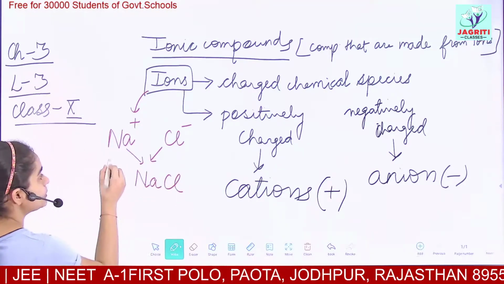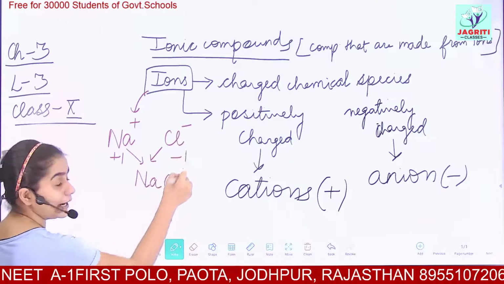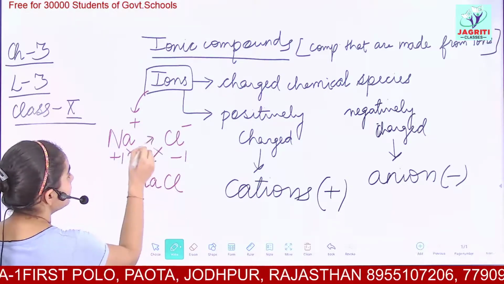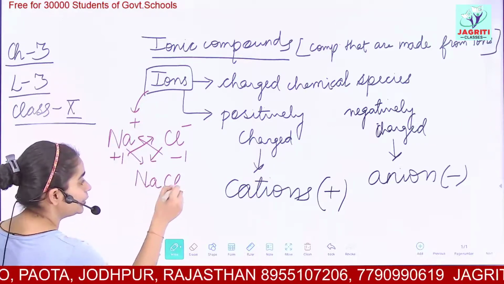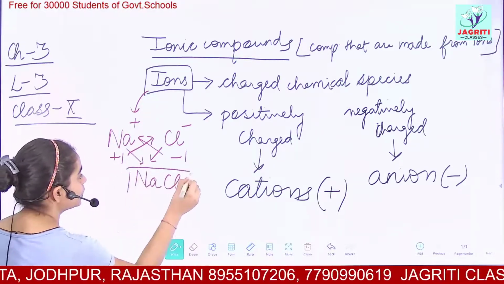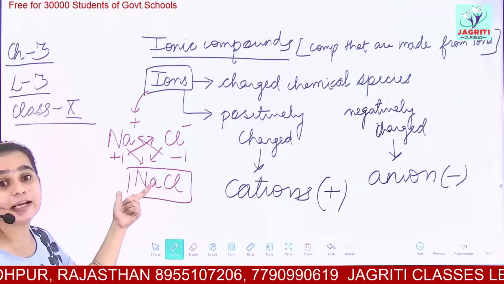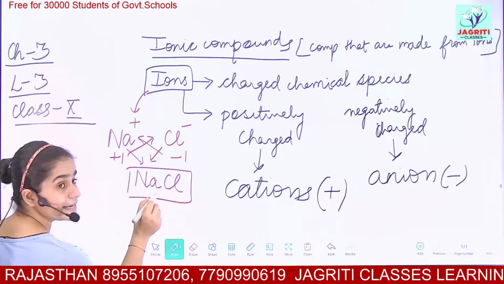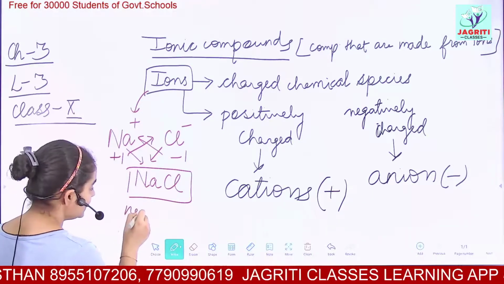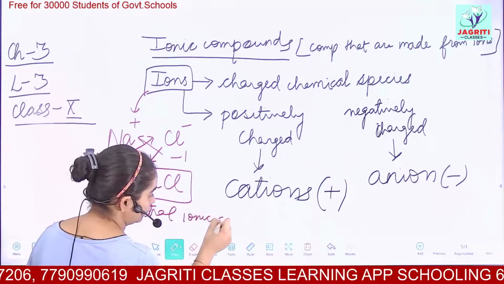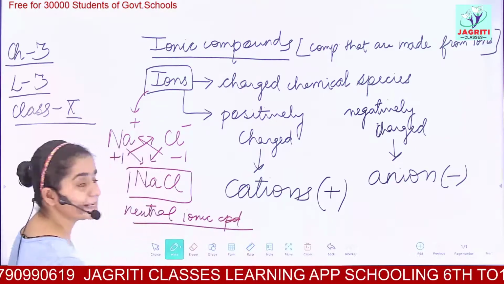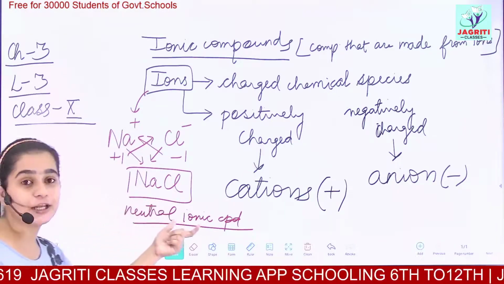You know Na is +1 here, Cl is -1. When you cross multiply both, you get +1 -1, which gives 0. So there is no need to write 1 or anything; we get a neutral compound which is an ionic compound. This NaCl, which is sodium chloride, is a neutral ionic compound.